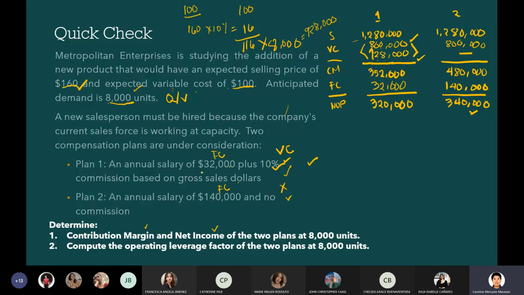So meron pang sinasabi doon na meron daw sa plan 1, merong annual salary. Pag sinabing annual salary guys, eto fixed cost. Bakit ma'am fixed cost? Kasi regardless kung si salesperson ay makabenta or hindi, babayaran siya ni company ng 32,000. While here, sa plan 2, makabenta man or hindi, magkano bayad sa kanya? 140,000 annually. So, by just looking at the FS, so plan 2 tayo. So, tingnan natin. Let's determine yung number 2. DOL na tayo.